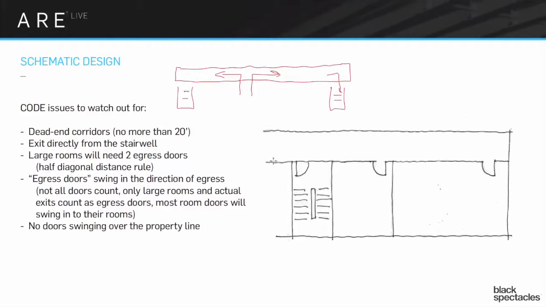Now, not every building can always have the stair or the door literally at the very end. So there's a little bit of allowance to have a bit of corridor space that goes past that exit door. That corridor that's going past is referred to as a dead-end corridor. And they're saying 20 feet is the maximum.